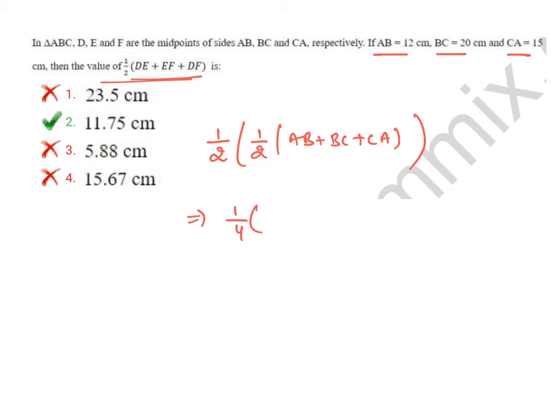So next, 1/4 of the sum of this is 20 plus 27 is 47. So 47 by 4, which is 11.75 centimeters.